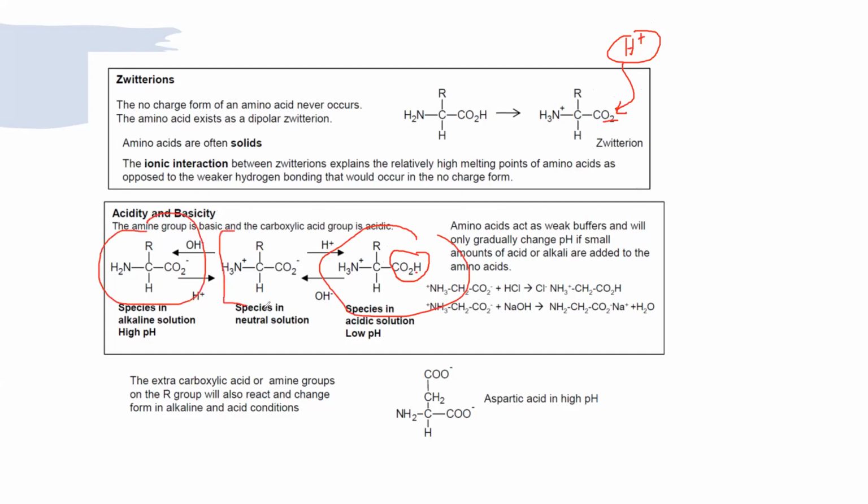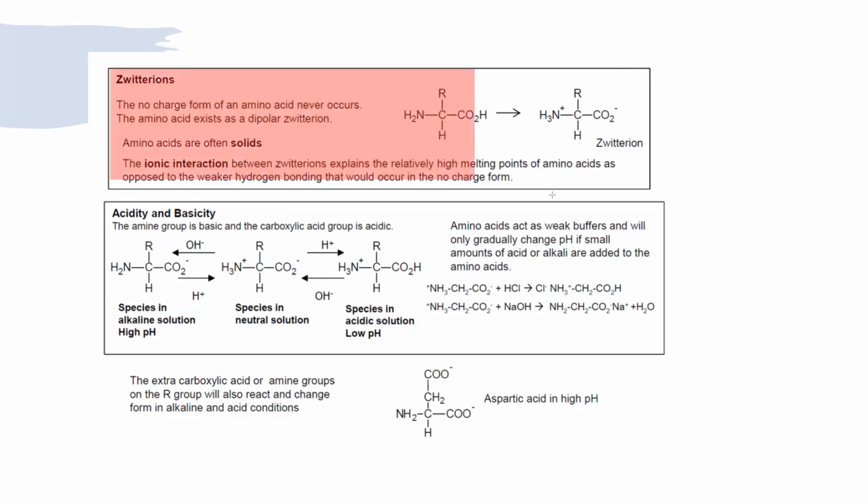But normally in a neutral solution, we have the zwitterion, which contains plus and minus charges on the molecule. Is it clear? Yes. So for amino acids, the question is why the high melting point? That's the reason. And which ion exists more depends on the pH of the solution. So only copy the highlighted part.